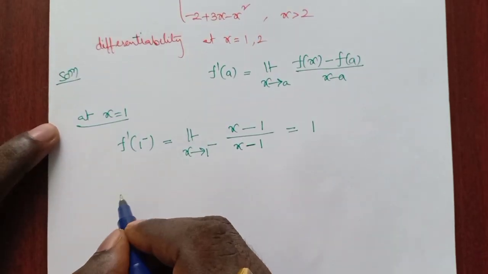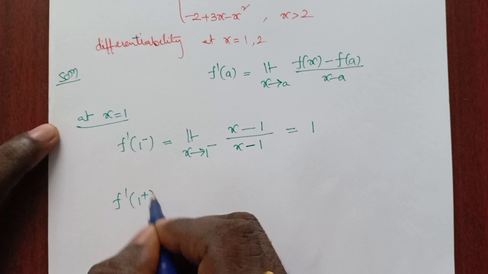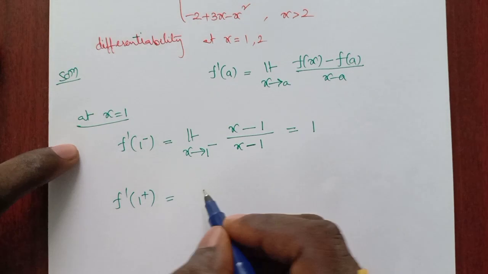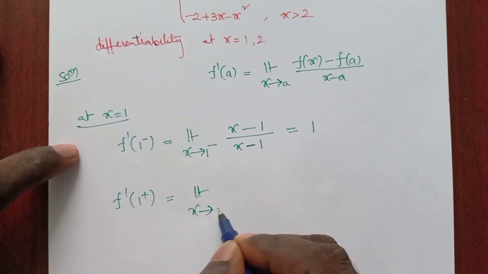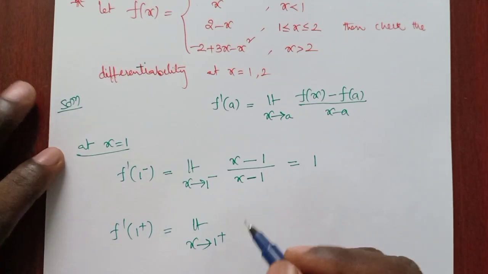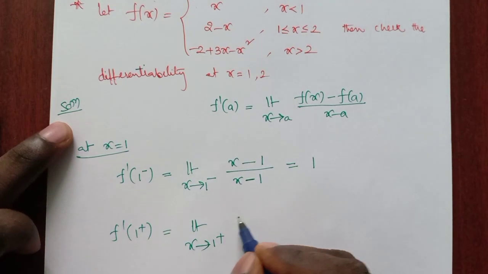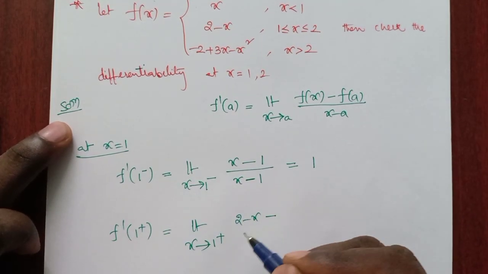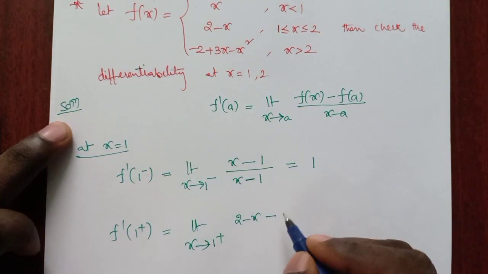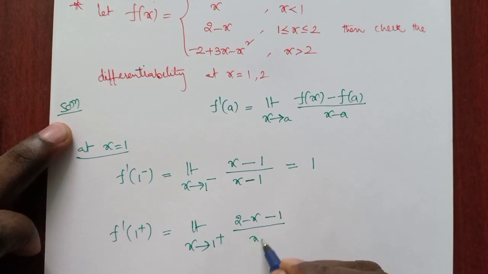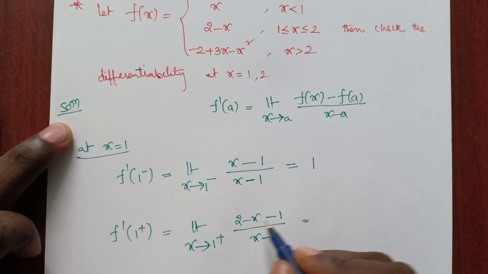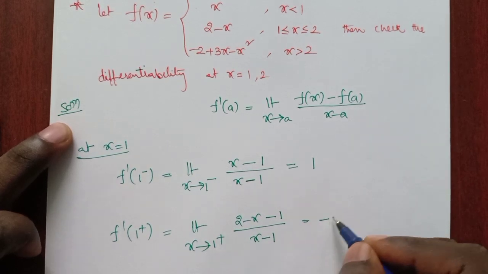Now coming to the right hand derivative, f dash of 1 plus equal to limit x tends to 1 plus, which means x is greater than 1. When x is greater than 1, the function is 2 minus x, and at x equal to 1, the function is 2 minus x. 2 minus 1 is what? 1, divided by x minus a is what? 1. So 1 minus x by x minus 1. Simply it is nothing but minus 1.